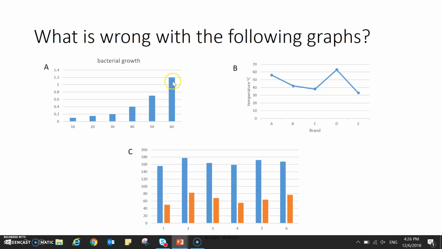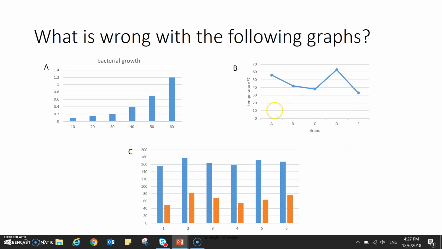The third thing that is missing is there is no caption, figure title, as well as figure number. You have to have a figure number, for example, figure 1, followed by the title and caption. Having the words bacterial growth on top of the graph does not mean that this is a proper title.